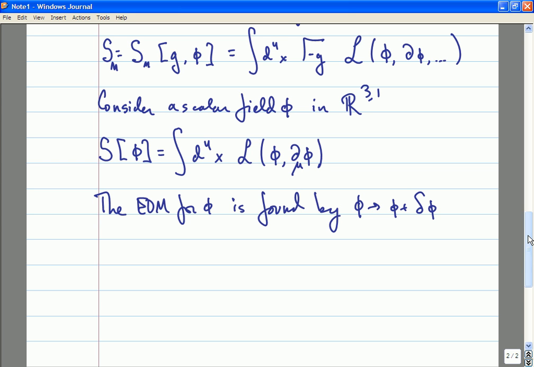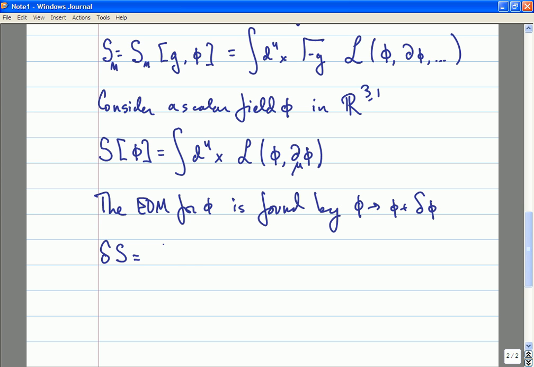So let's imagine varying this action. First of all, let me pause and see if there are any questions. And also, let me flip to the right page in my notes. Good. Okay. And no questions? Okay. So how will this action vary if we vary phi in order to find the equations of motion for phi?